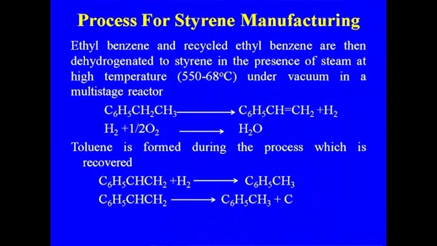So, ethyl benzene and recycled ethyl benzene are then dehydrogenated to styrene in the presence of steam at a temperature of 550 to 568 degrees centigrade under vacuum in a multi-stage reactor. So, this is the reaction that is taking place, but toluene is also formed in the process, which is recovered.